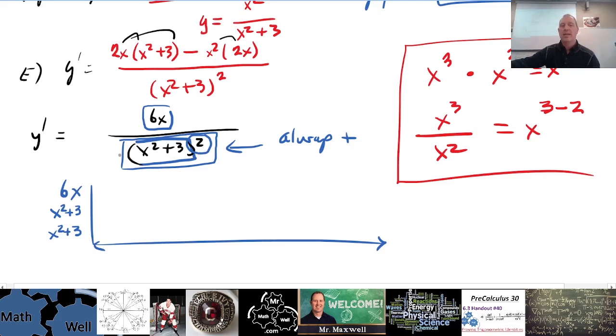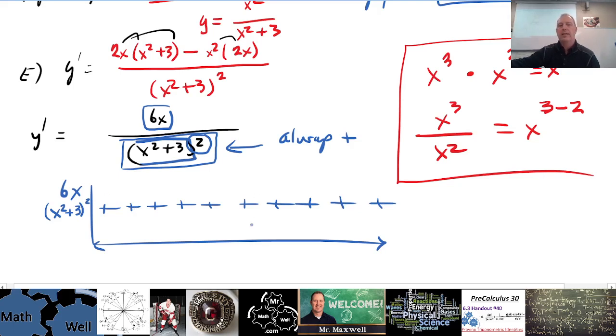There are no signs outside. You're not adding anything, you're not multiplying by a negative. So you could split this up, or you could just understand that this right here is positive everywhere. So that one's actually pretty easy, isn't it? Just positive everywhere. That's a good shortcut for you to notice.